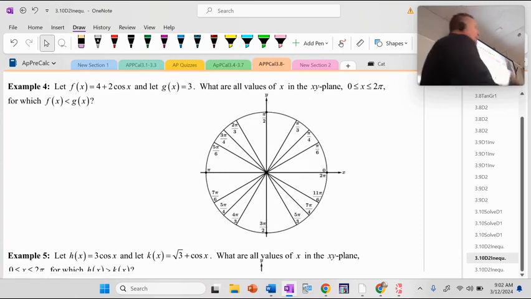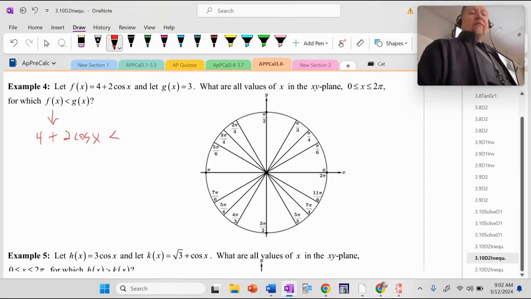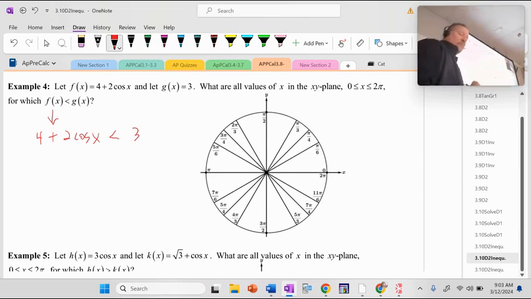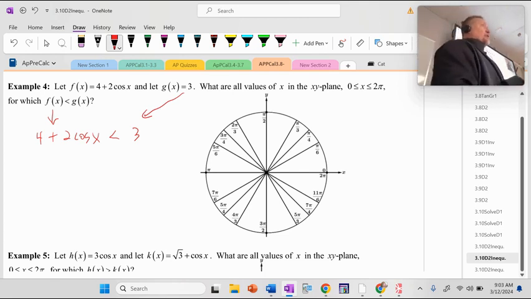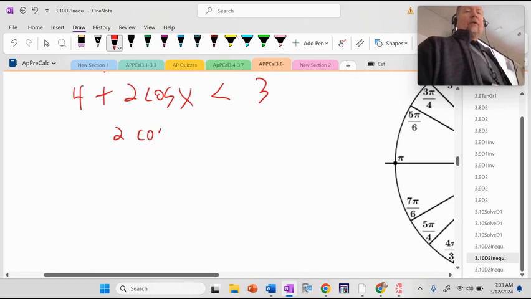Okay, AP. Let f of x equal. Let g of x equal. What are the values from 0 to 2 pi when f of x is less than g of x? We know at this point all I do is a flat out substitution. 4 plus 2 cosine x, and then less than g of x is 3. All I have to do is substitute and actually do what I did in the bell work with an equation. Reshuffle these things. Right? What's the first thing that I would do in this equation? Subtract 4. Okay, so we got to be able to work algebraically.